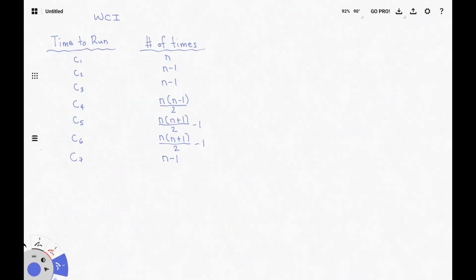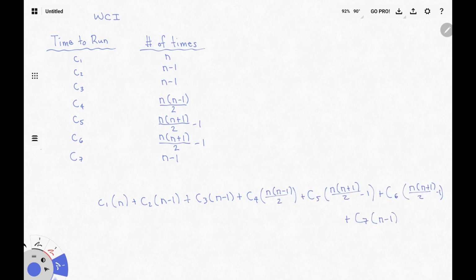So in the case of our worst case input, this is what it looks like. And so in order to get the exact running time, we just need to combine this. So the time to run is C1 times n plus C2 times n minus 1 plus C3 times n minus 1 plus C4 and so on and so forth. I'll continue this. As you can see here, I ran out of room and had to wrap around to the next line, but this is the total time of our function, and damn is it ugly.